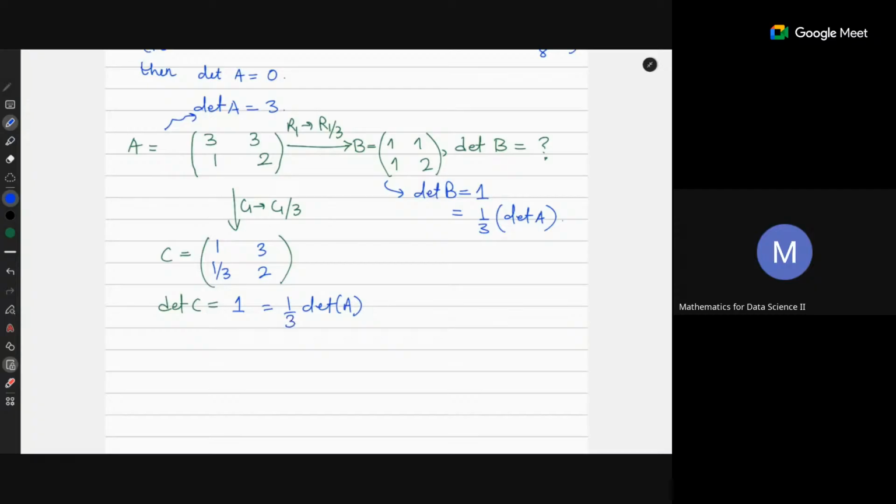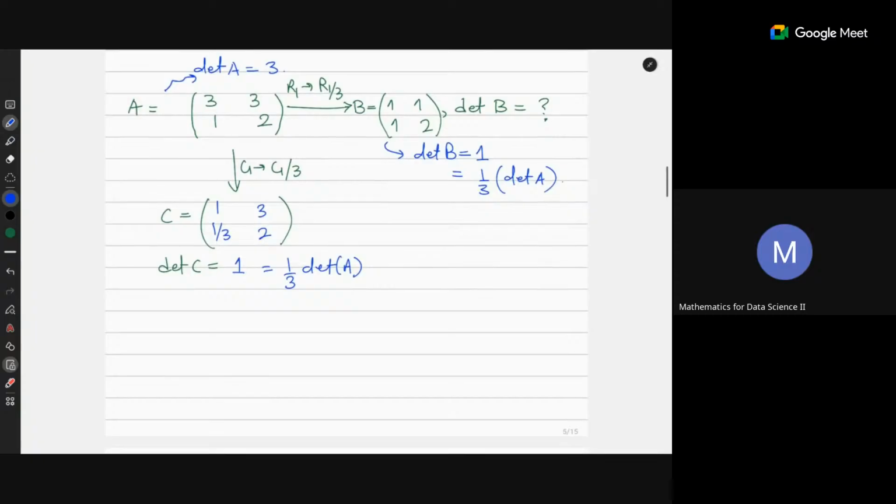Right. So what you have noticed from this computation is that if you multiply your row or column by a scalar, the determinant of the new matrix is that scalar times the determinant of the original.